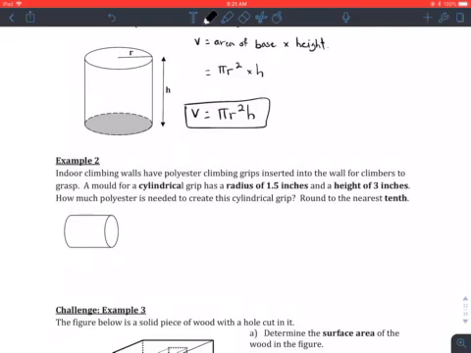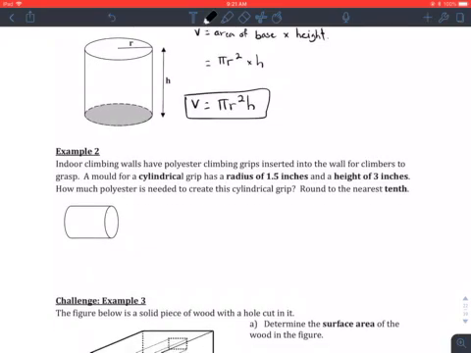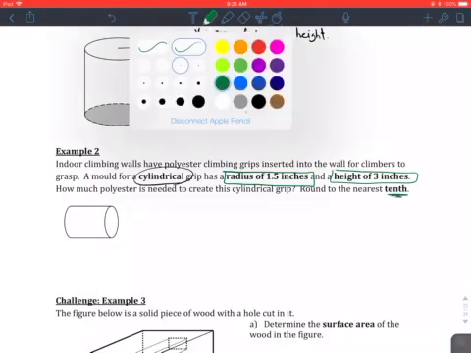So example 2 says, indoor climbing walls have polyester climbing grips inserted into the wall for climbers to grasp. A mold for a cylindrical grip, cylindrical being the key word, they tell me what shape I'm using, has a radius of 1.5 inches and a height of 3 inches. How much material do we need to make this grip? And we're going to round that to the nearest tenth.